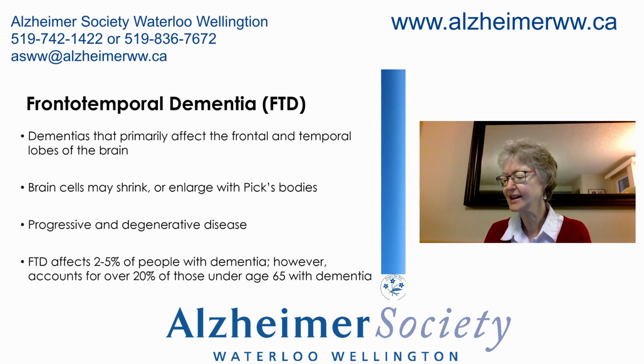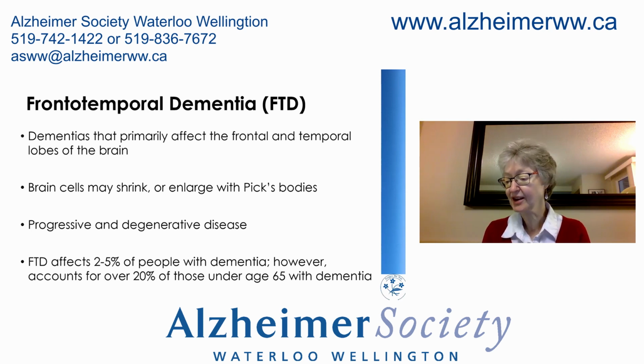And what can happen is that the changes occur inside the brain cell. Sometimes these brain cells shrink. In other cases, the brain cells get larger. They contain large silver bodies called Pick bodies. But either way, it affects the cell so that the cell cannot communicate with the next cell beside it. In both situations, whether it's the shrinkage or the enlarging of the cells, it leads to changes in behavior and problems with speech very often, particularly in the early stages.